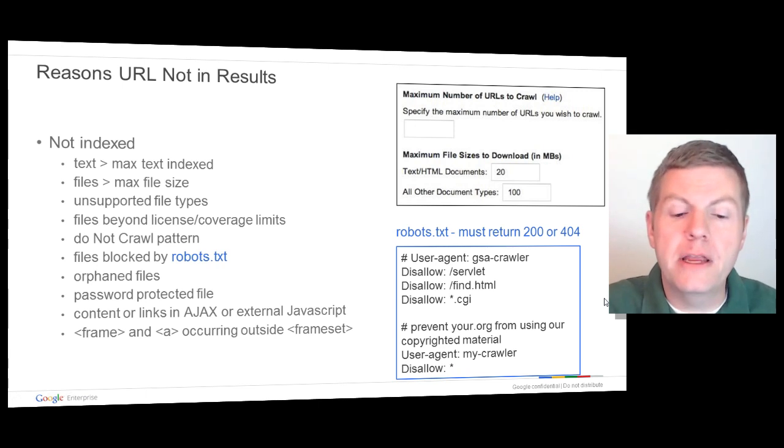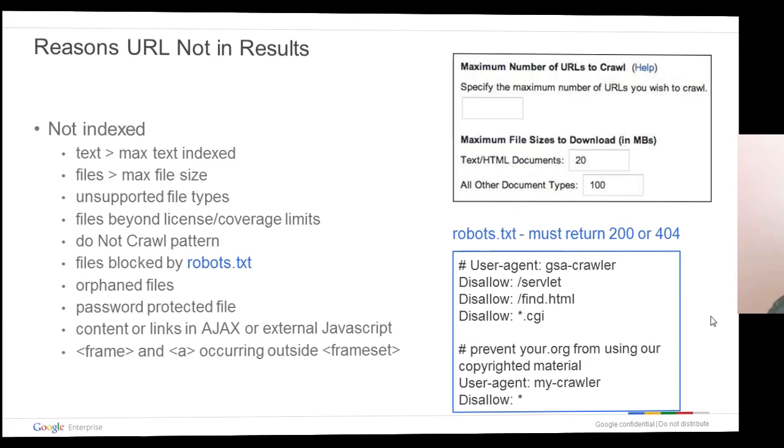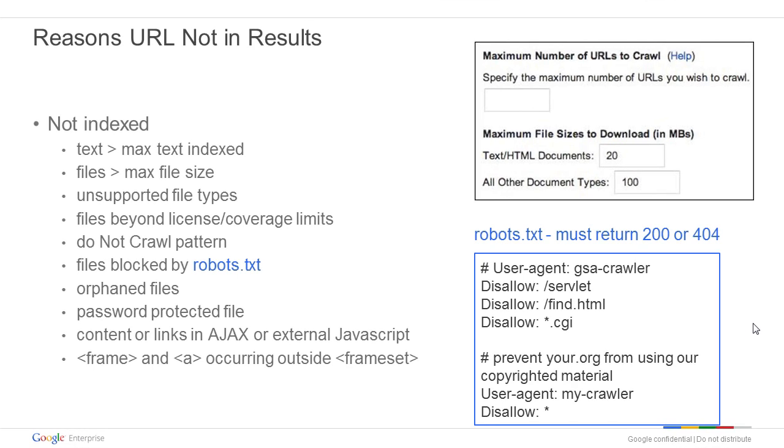Whether crawling or feeding documents, there are a number of problems that can occur. One common problem is that specific documents can't be found when searching. There are many reasons why this might happen. A list of common reasons is shown here. These include the file being larger than your GSA allows, having more text than the GSA will accept, and being excluded by Do Not Crawl patterns.